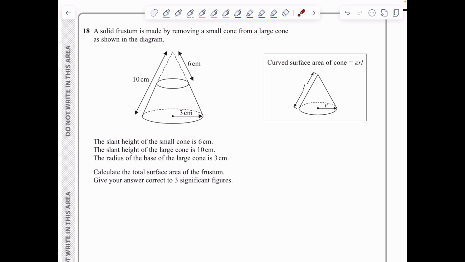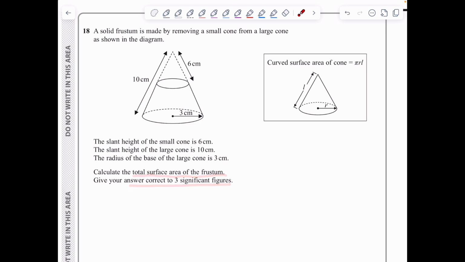In question 18, we've got a solid frustum made by removing a small cone from a large cone as shown in the diagram. Now the slant height of the small cone is 6 centimeters, the slant height of the large cone is 10 centimeters, and the radius of the base of the large cone is 3 centimeters, and we need to calculate the total surface area of the frustum, giving our answer correct to 3 significant figures.